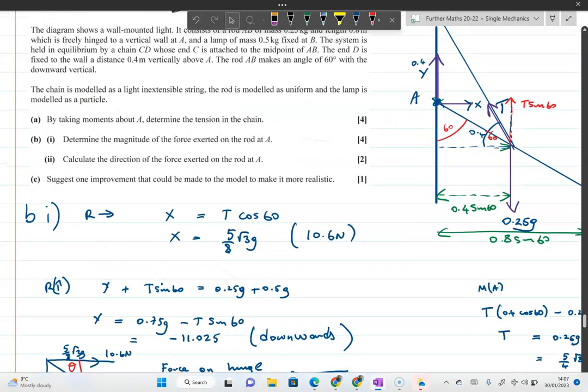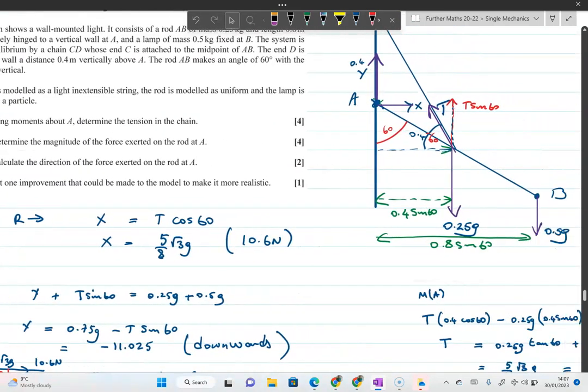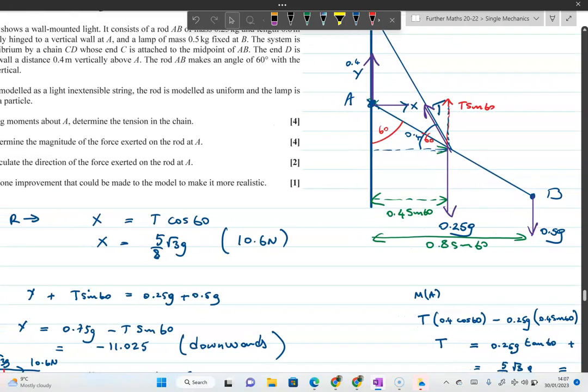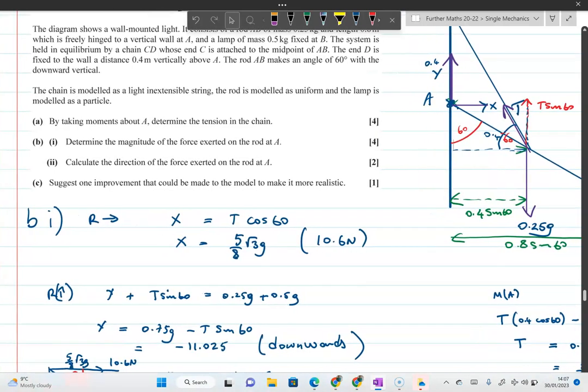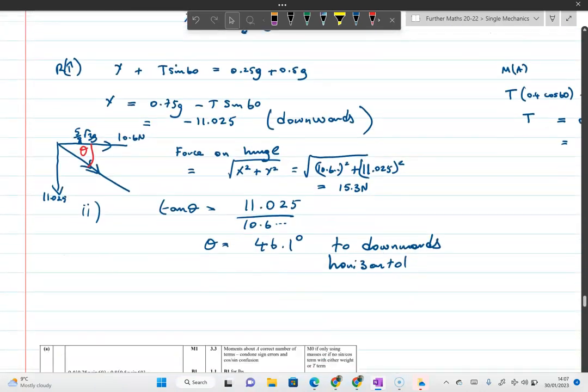And then there's the very common modelling question, improvements. Well, what did it talk about? The rod being uniform. Talked about this being modelled as a particle. It talked about this being modelled as a light inextensible string. So we can mention any of those things and probably more. But what I wouldn't be doing is going for the scattergun approach and saying everything, because it says suggest one. So don't give any more than one, because if you start saying things that are wrong, you'll be penalised even if there are things that are right on there.